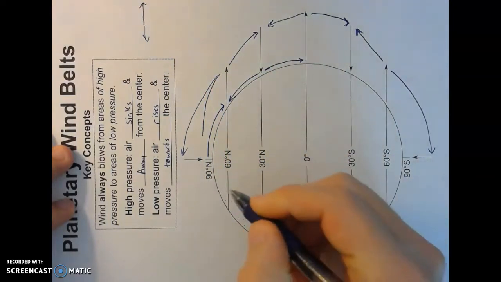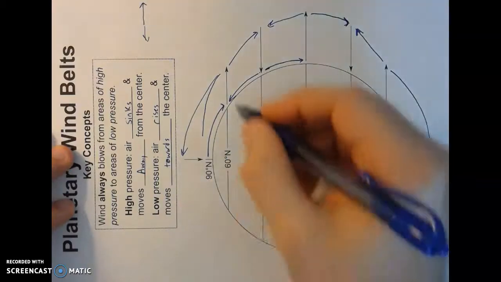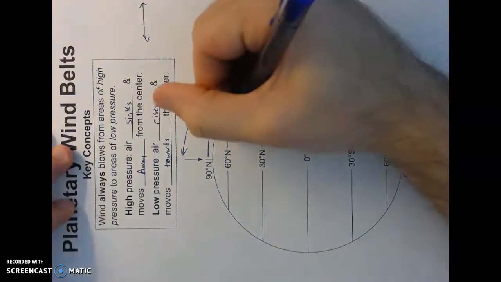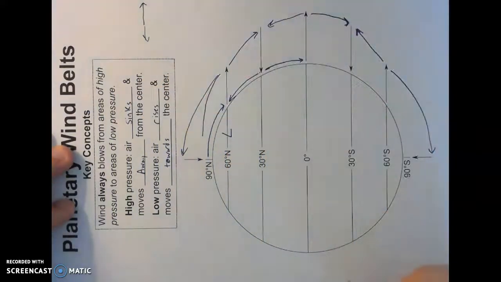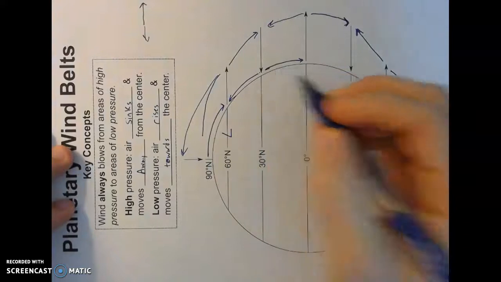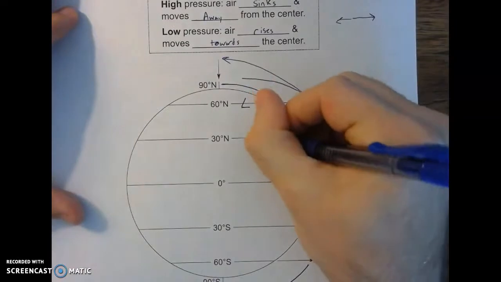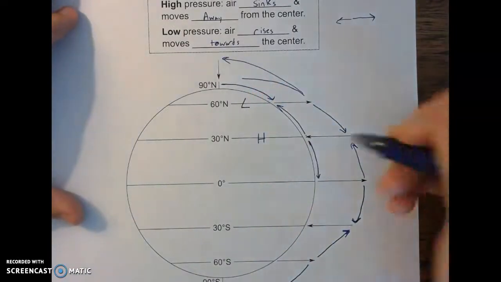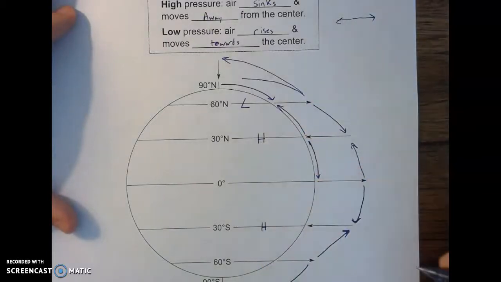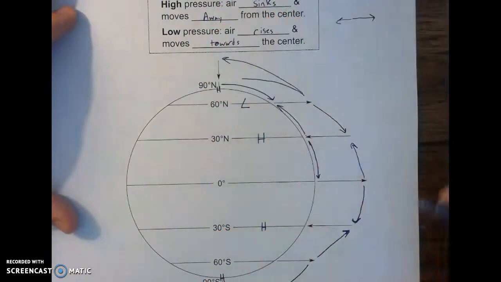Okay, so a couple things to notice here. Where we have surface winds coming together or converging, we have air rising. That creates areas of low pressure. Where we have surface winds spreading apart or diverging, we have air sinking. That creates areas of high pressure. So we have high pressure at 30 degrees north, high pressure at 30 degrees south, and high pressure at the poles at 90 south and 90 north.